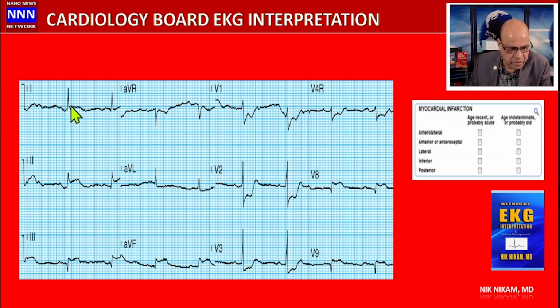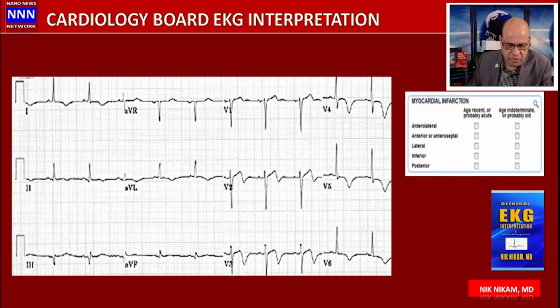In the anterolateral leads, in the high anterior leads, lead 1 and aVL, we see reciprocal T wave changes. And here is an example of a sinus rhythm along with the T wave inversions. Symmetrically inverted T waves in the absence of left ventricular hypertrophy. Otherwise, these could be secondary repolarization abnormalities related to the hypertrophy.